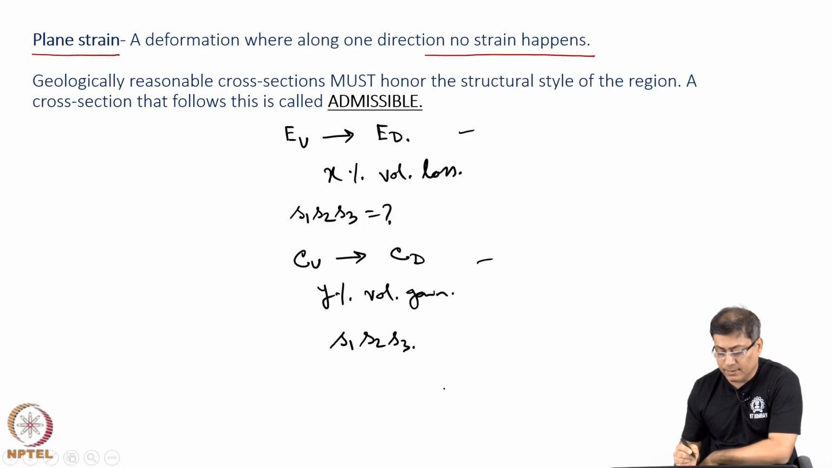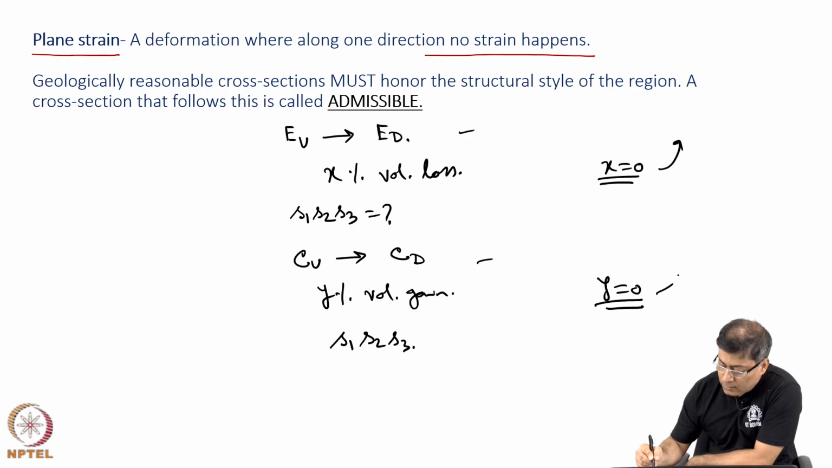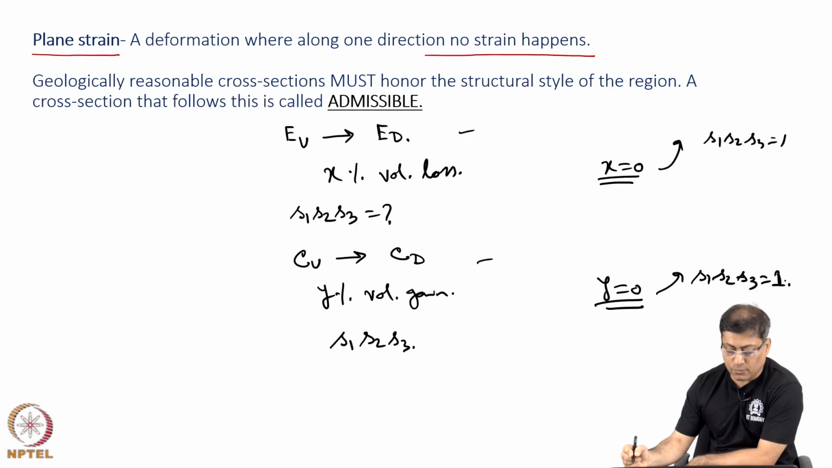If you do these things and later on if you put x equal to 0, no volume loss, or in this case y equal to 0, no volume gain, you will go back to the expression that I have already done, S1 S2 S3 is equal to 1 in both the cases. This remains as your compulsory work.